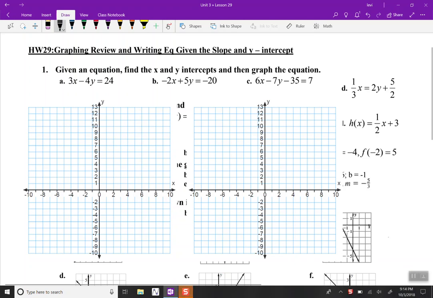This is homework 29, graphing review. Our first couple problems: given an equation, find the x and y intercepts and then graph the equation.